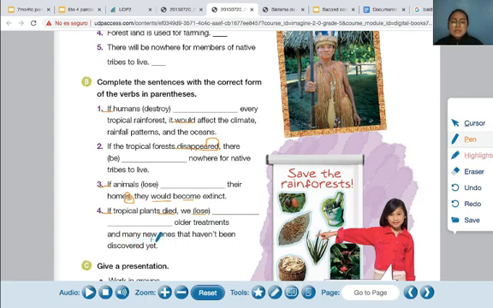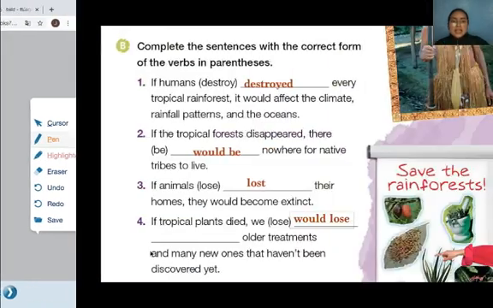Many new ones that haven't been discovered yet. Excellent. Very good, my dear student. In this sentence we are using second conditional. Don't forget that.